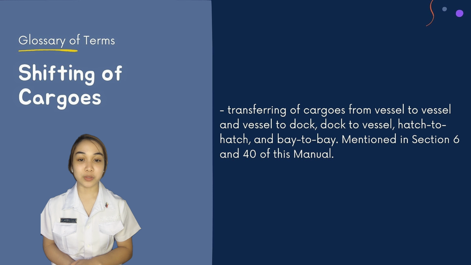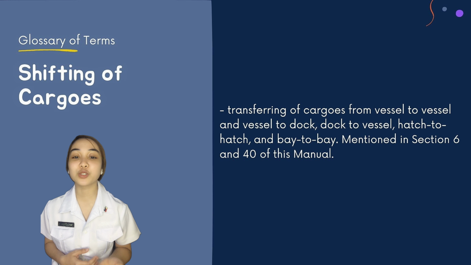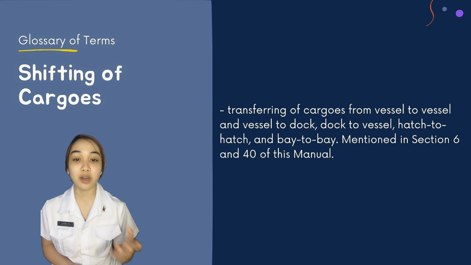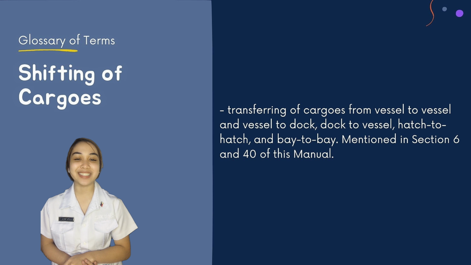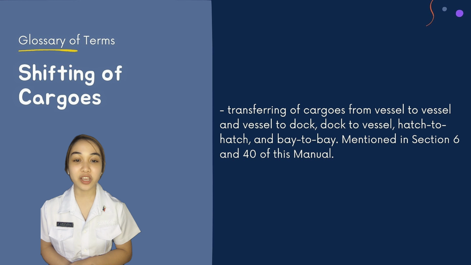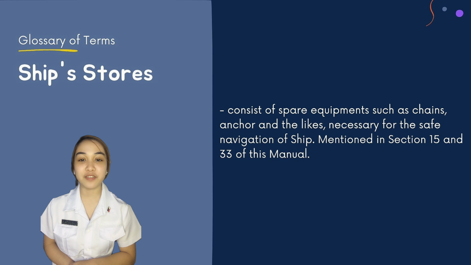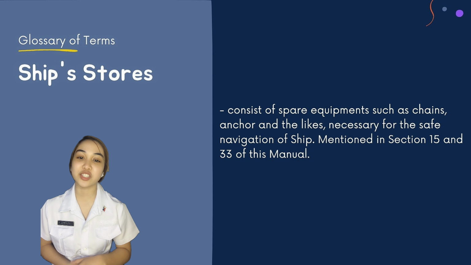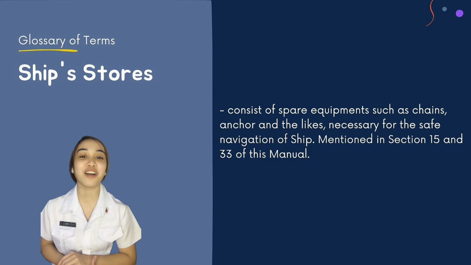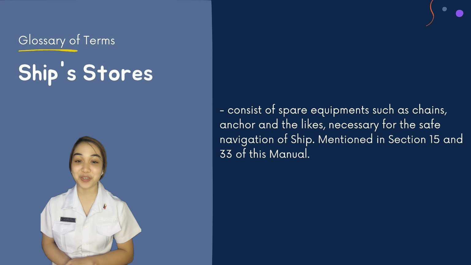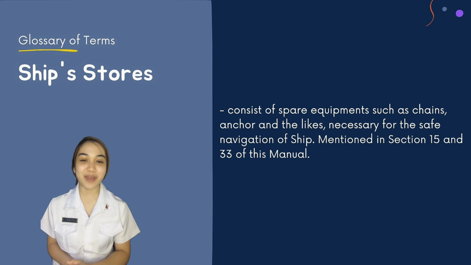Shifting of cargoes. It is the transferring of cargoes from vessel to vessel and vessel to dock, dock to vessel, hatch to hatch, and bay to bay, as mentioned in section 6 and 40 of this manual. From the word itself, shifting, there is a transfer of cargoes. Ship stores. Ship stores consist of spare equipment such as chains, anchor, and the like necessary for the safe navigation of the ship, as mentioned in section 15 and 33 of this manual.